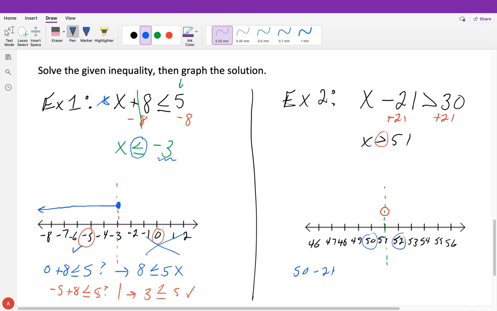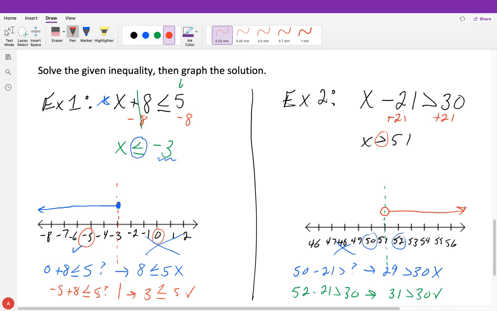50 minus 21, is this greater than 30? Well, 50 minus 21 is going to give me 29, and 29 is not greater than 30, so no, this side of the region does not work. Then I'll plug in 52. Is 52 minus 21 greater than 30? Well, 52 minus 21 is 31, and 31 is greater than 30, so yes, that side of the region works. So my graph will have to go to the right where my 52 is at.